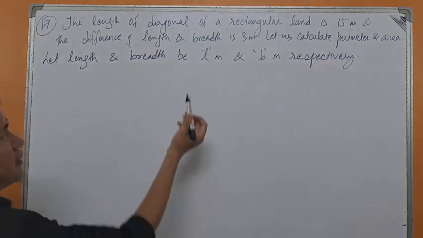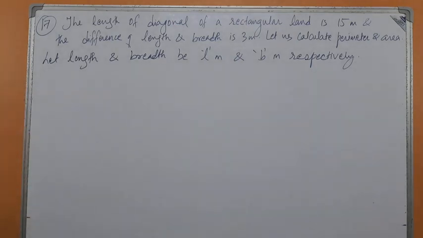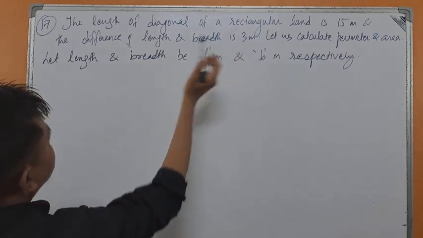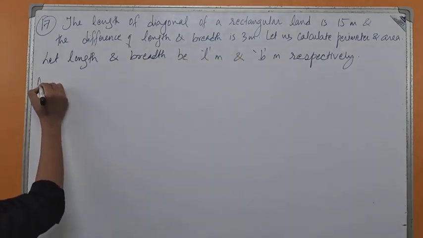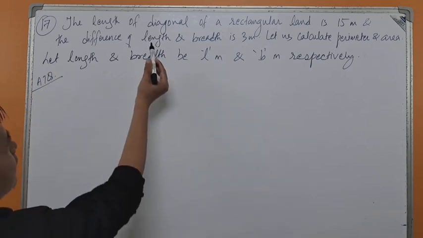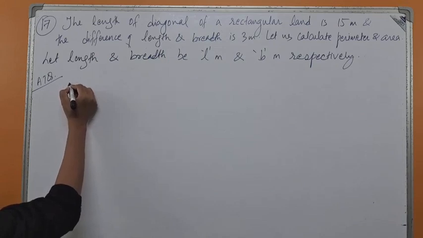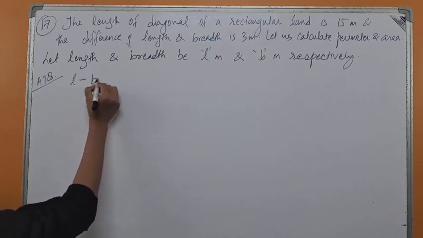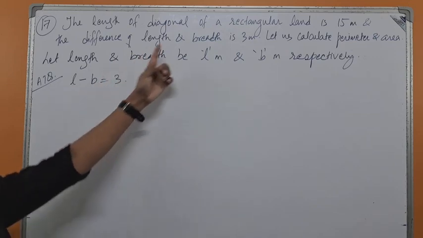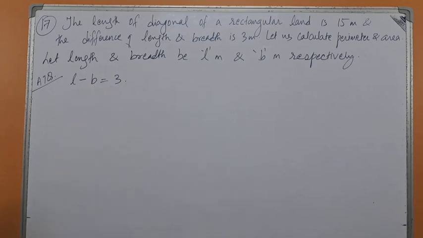So length is L meters and breadth is B meters. Second condition of this question is the difference of length and breadth is 3 meters. Difference means subtraction. Length minus breadth is 3 meters, which means L minus B is 3 meters.